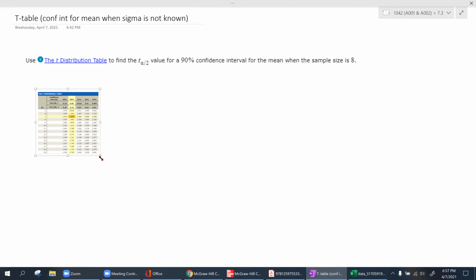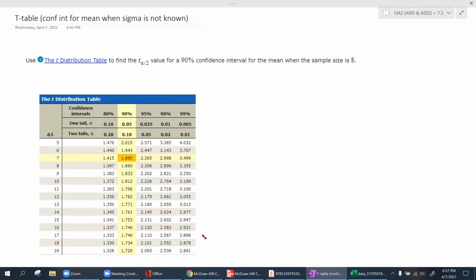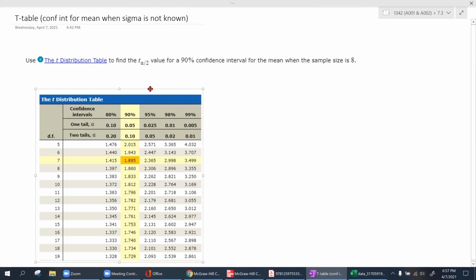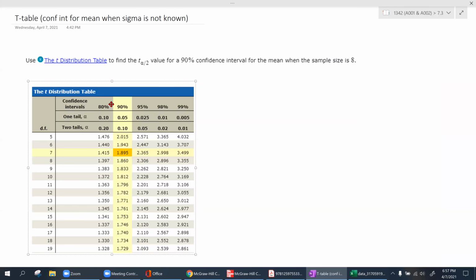Whenever you pull up your t-table, you're going to look for the confidence interval that you're given. You have 80, 90, 95, 98, and 99. Similar to how you use the z-table, you cross your horizontal focus point with your vertical focus point. So I know I'm going to be using column 2.